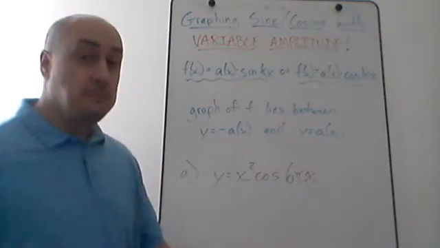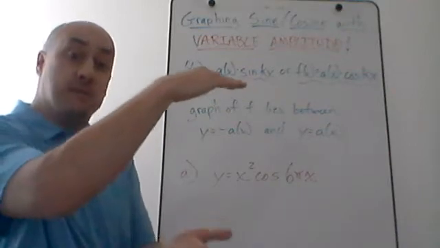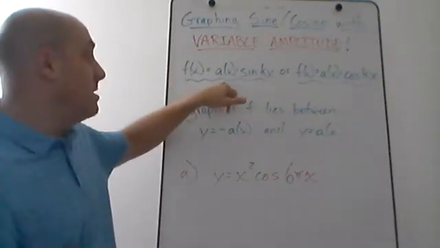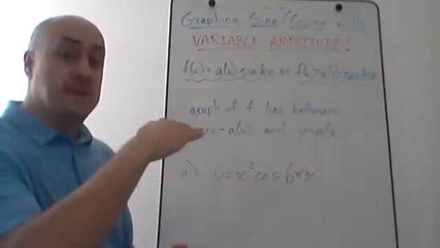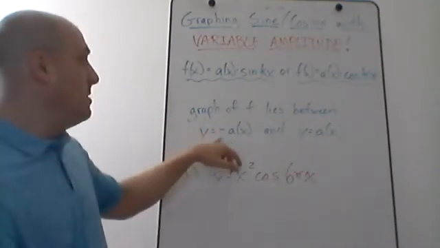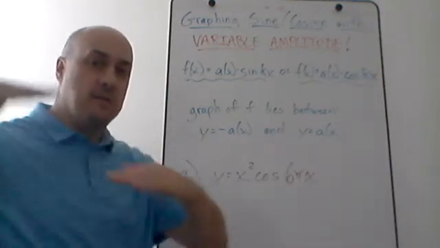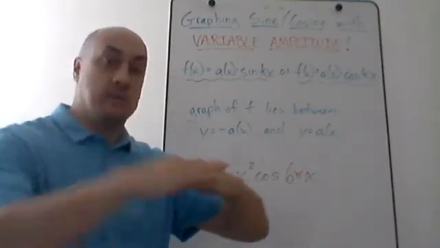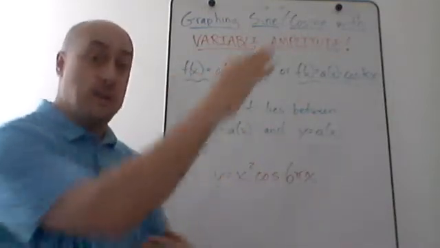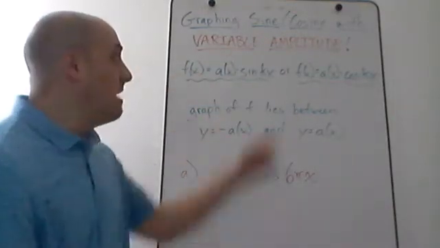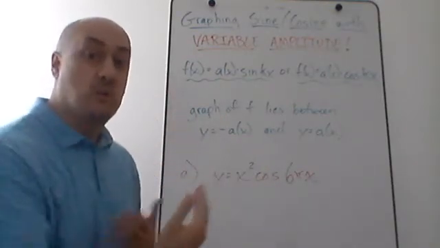Just like when that number was a 3 in front, we said the graph goes up and down between positive 3 and negative 3. Well, if it's a of x, the graph of the function lies between the positive and negative of that function. So it lies between y equals negative a of x and y equals positive a of x. Rather than having 2 horizontal lines that the graph bounces up and down between, it's going to be 2 curves, 2 functions, and the graph bounces up and down between the graphs of those 2 functions. We call that variable amplitude because the amplitude of the function varies depending on where you are along the graph.